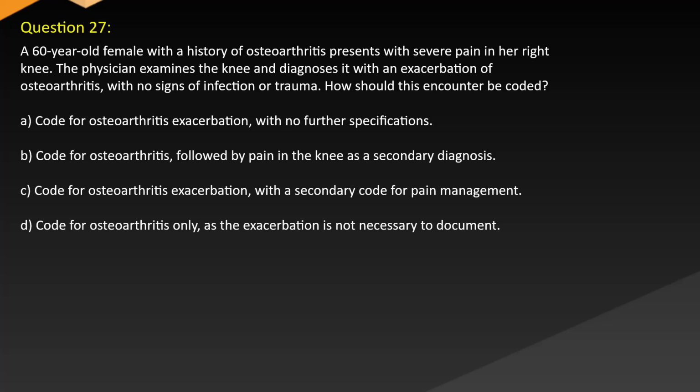Question 27. A 60-year-old female with a history of osteoarthritis presents with severe pain in her right knee. The physician examines the knee and diagnoses it with an exacerbation of osteoarthritis with no signs of infection or trauma. How should this encounter be coded? A. Code for osteoarthritis exacerbation with no further specifications. B. Code for osteoarthritis followed by pain in the knees as a secondary diagnosis. C. Code for osteoarthritis exacerbation with a secondary code for pain management. D. Code for osteoarthritis only, as the exacerbation is not necessary to document.